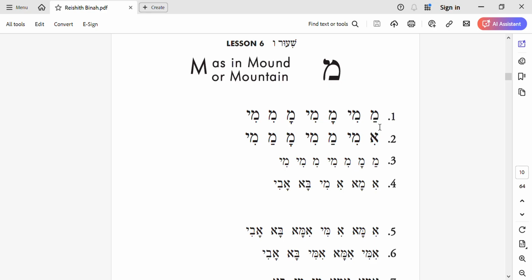So this is the patach, right? It makes the a sound. So if you plug in the mem, it makes ma. This is the chirik with the yud, so it makes the E sound. Plug in the mem, which makes the M sound, and it becomes mee, and so on and so forth. Alright?